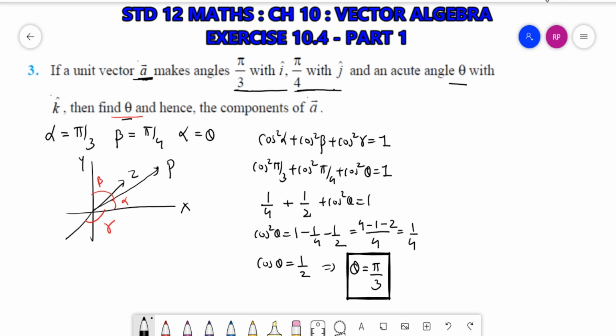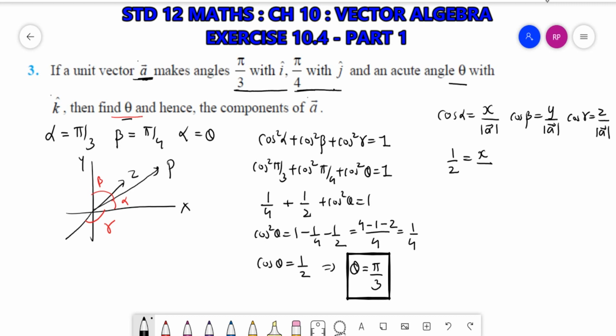Now we have to find x, y and z, that are the components of vector A. Now we know that if it is making angle alpha with the x-axis, cos alpha will be equal to x upon its magnitude, cos beta is equal to y upon its magnitude, and cos gamma is equal to z upon its magnitude. We are writing cos alpha equal to x by r, cos beta equal to y by r, and cos gamma equal to z by r, where r is the magnitude of the vector. Cos alpha, we know it's cos pi by 3, right?